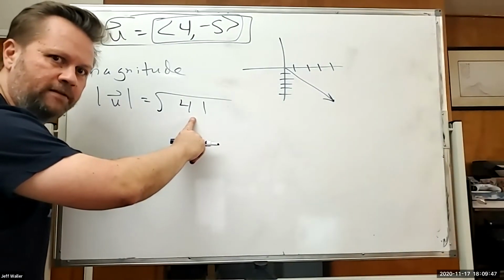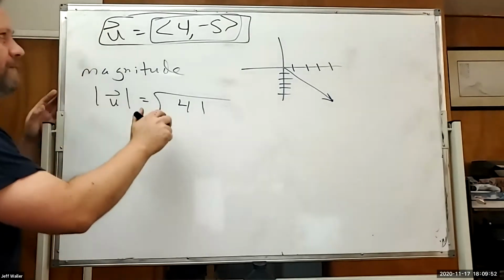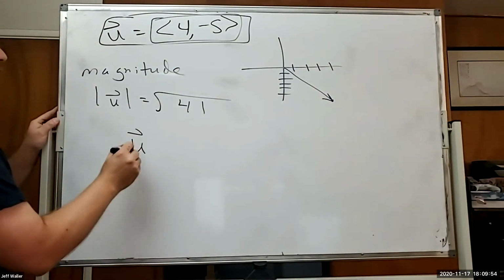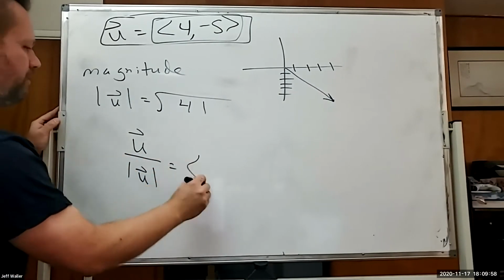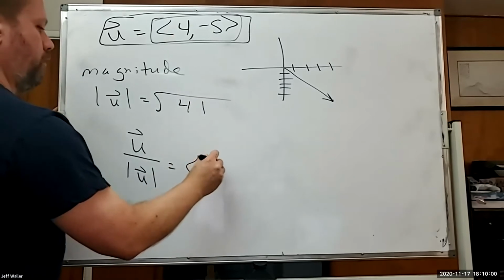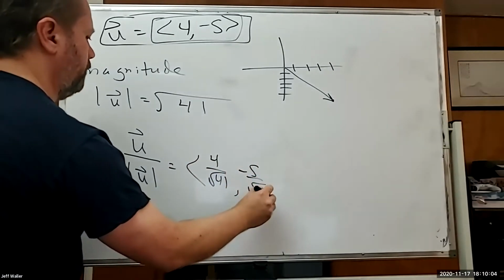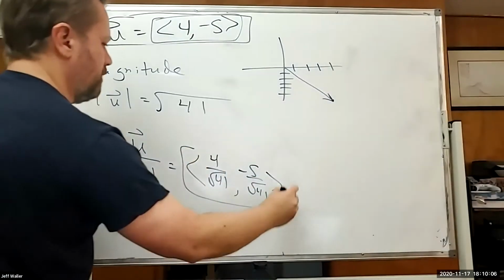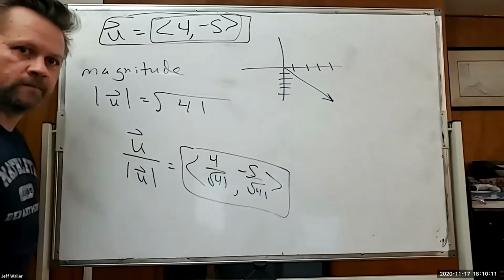Does that make sense? Maybe. So if I take this and divide it by his length, I get this funky thing. 4 over the square root of 41, -5 over the square root of 41. Take a minute and figure out this guy's length. Do it. Actually do the work.